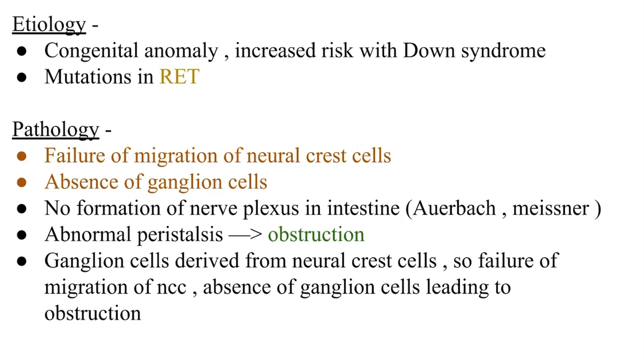What is the function of ganglion cells? They form the nerve plexus, like Auerbach's plexus or Meissner's plexus in the intestine. This plexus helps in peristalsis. So in total, what is happening here? Failure of migration of neural crest cells leading to absence of ganglion cells, no formation of nerve plexus, no peristalsis, leading to obstruction in the intestine.